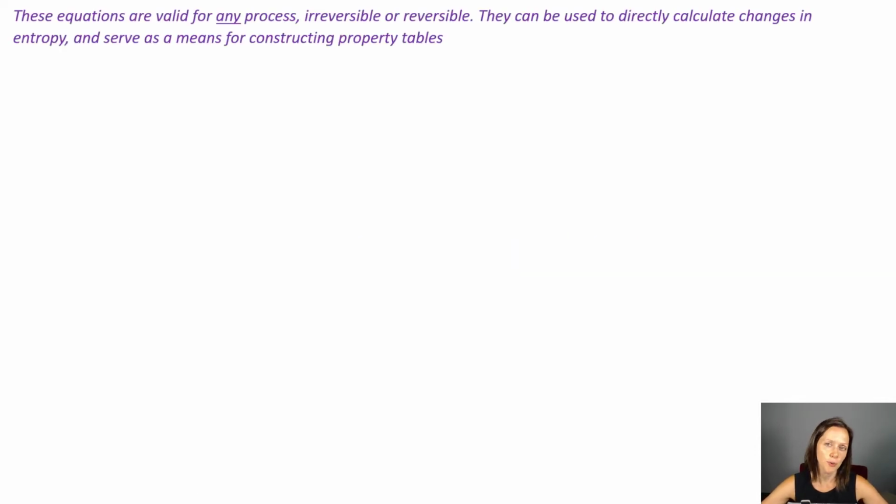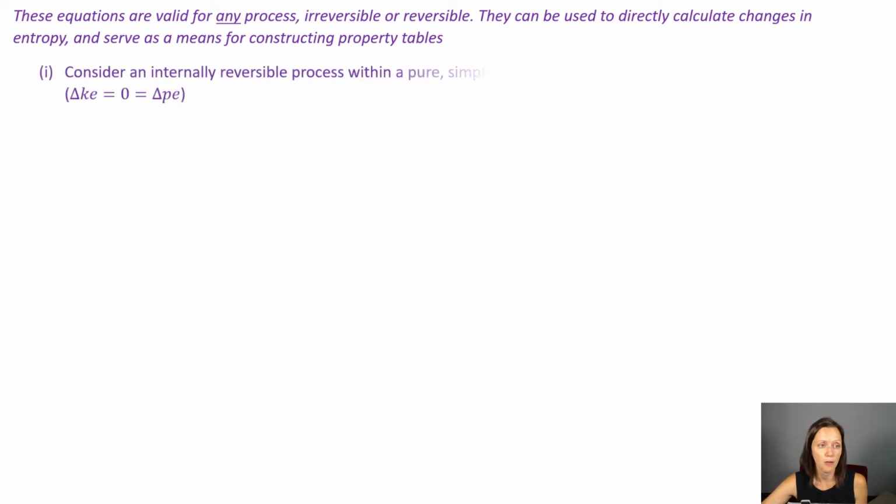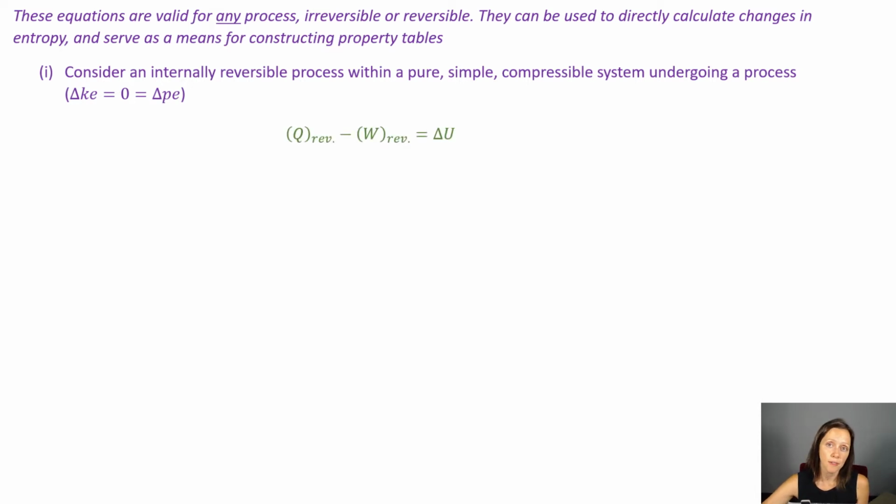All right. So these equations are going to be valid for any process, reversible or irreversible. We're going to use them to calculate changes in entropy for an ideal gas, but they also are used to put together these thermodynamic tables that are in the back of your book. So the first thing we're going to do, we're going to look at an internally reversible process for a simple compressible system. And we're going to ignore kinetic and potential energy changes.